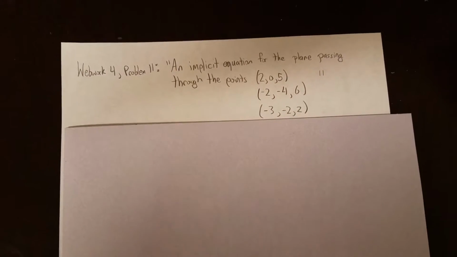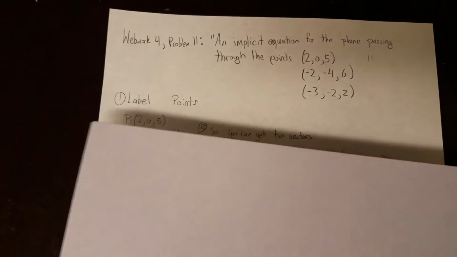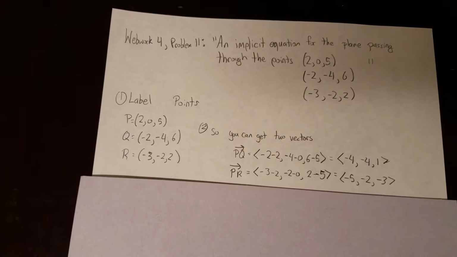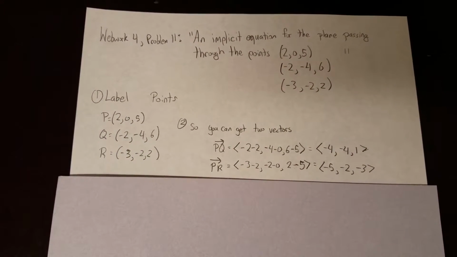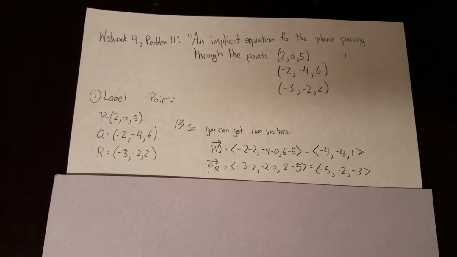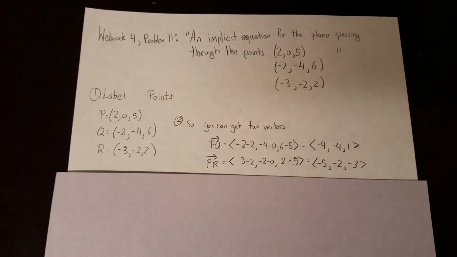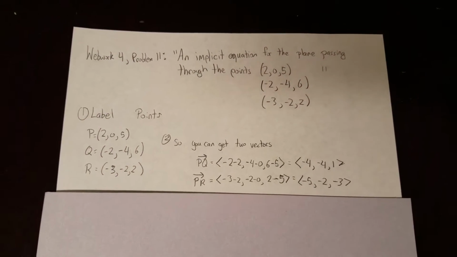Okay. So the first thing that really helps in this problem is you should label these points. So we have P equals (2, 0, 5), Q equals (-2, -4, 6), and R equals (-3, -2, 2). This is just from convention, that's what we call it. So now you have to get two vectors here.